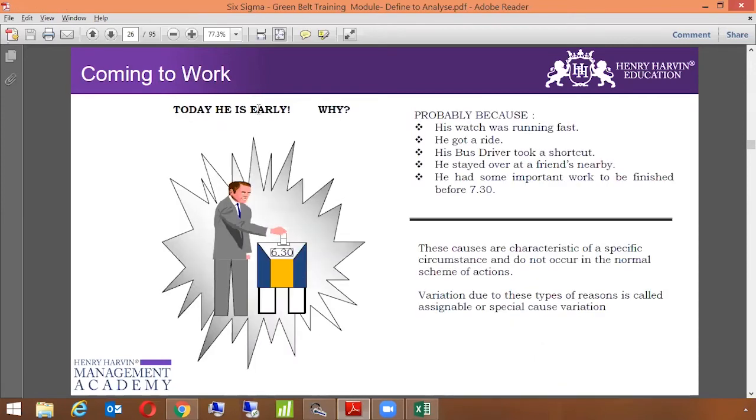Let's take another example. Today he's reached early. He's reached at 6:30, probably because his watch was running fast, because he got a ride, his bus driver took a shortcut, he stayed over at a friend's nearby, or he had some important work to be finished before 7:30. Okay, these causes are characteristic of specific circumstances and do not occur in the normal scheme of actions. Variation due to these types of reasons is called assignable or special causes.